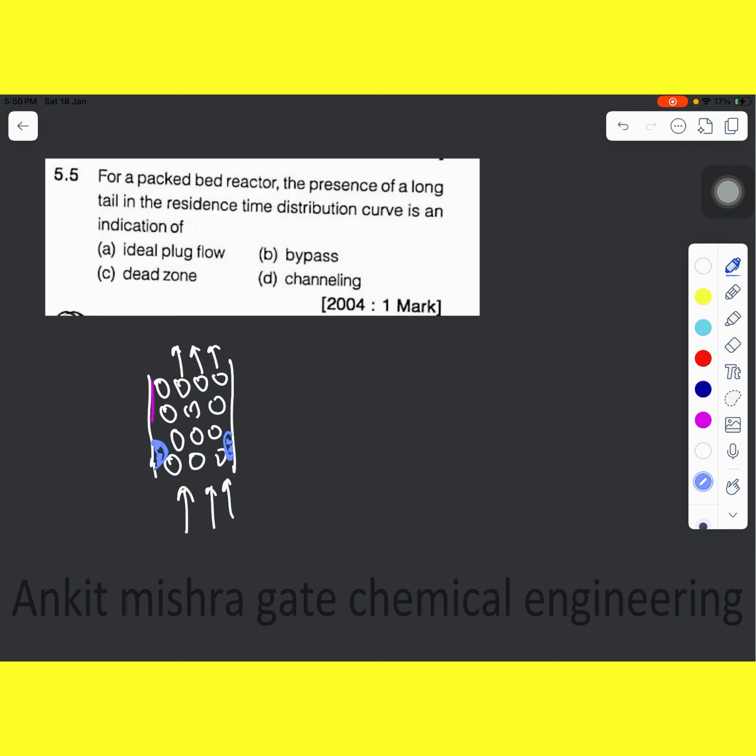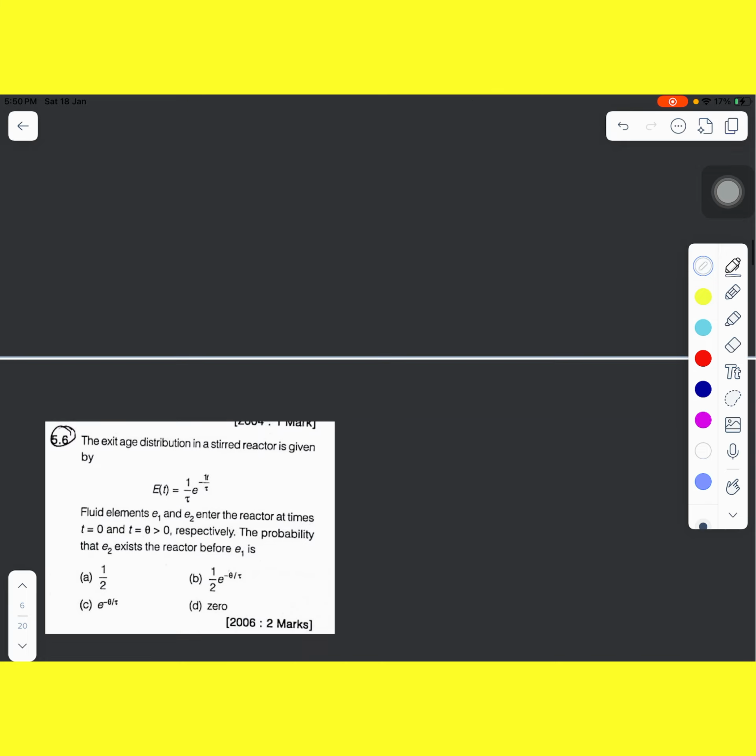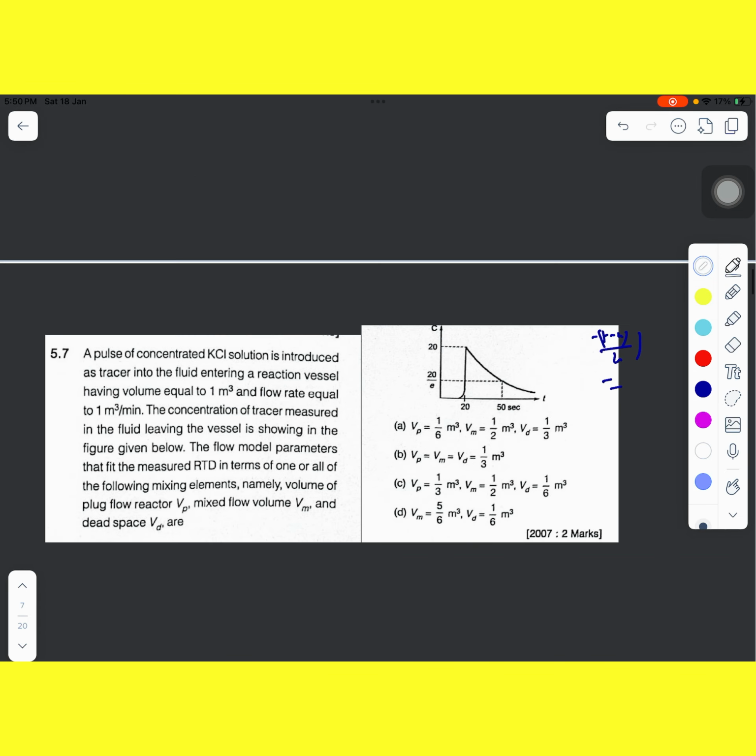And that's why you will see it in the exit distribution function. If I am plotting the exit concentration versus time, it will look like this. You will see there is a long tail, and this long tail occurs due to the presence of a dead zone in your packed bed reactor. So option C will be the correct answer here. This was also a theoretical question, but all of these questions are very, very important. You should know the concepts related to this particular problem.